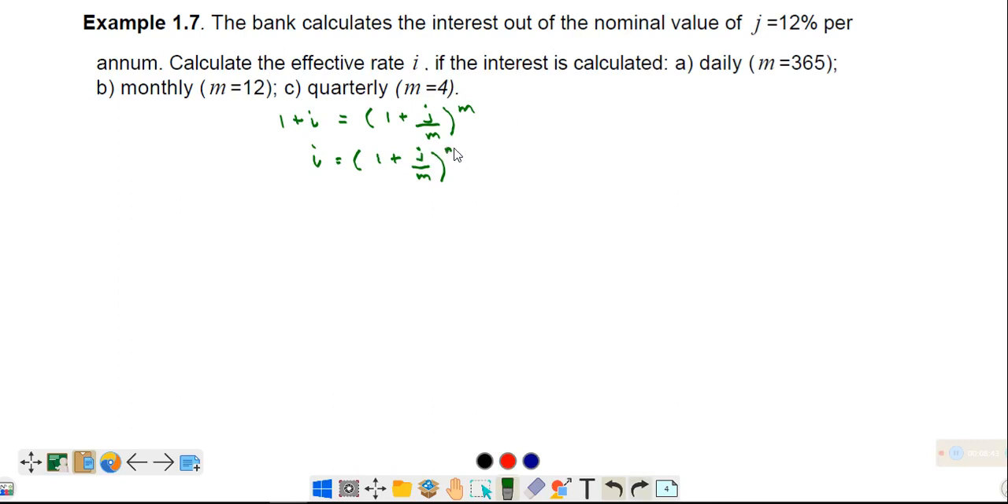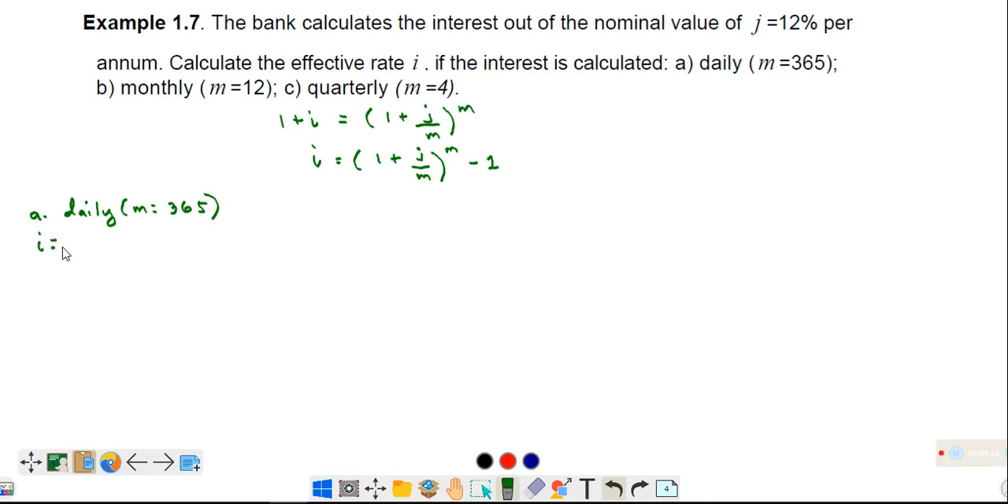Raised to the power of M and then minus 1 at the end. So now, focus na tayo kay I. Dito muna tayo sa A. A is daily. Daily daw siya. So, M is equal to 365. Magkano ang interest rate niya kung daily? And your annual interest is 12%.